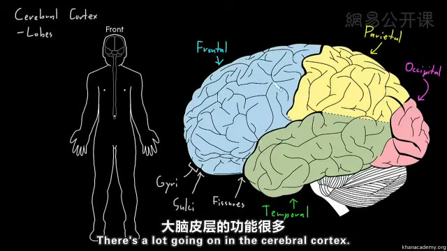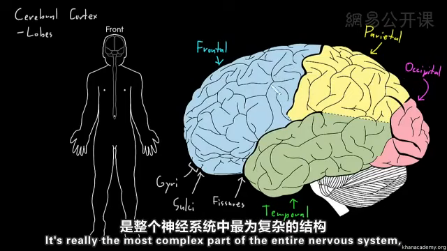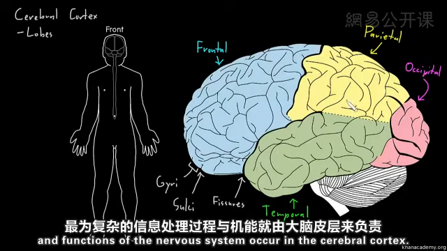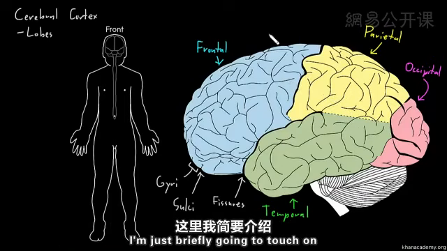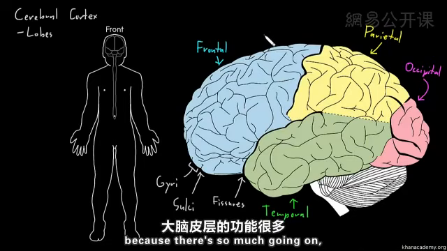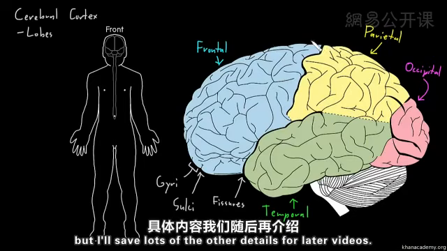There's a lot going on in the cerebral cortex. It's really the most complex part of the entire nervous system, and the most complex types of information processing and functions of the nervous system occur in the cerebral cortex. So I'm just briefly going to touch on a couple of the functions of the cerebral cortex because there's so much going on, but I'll save lots of the other details for later videos.